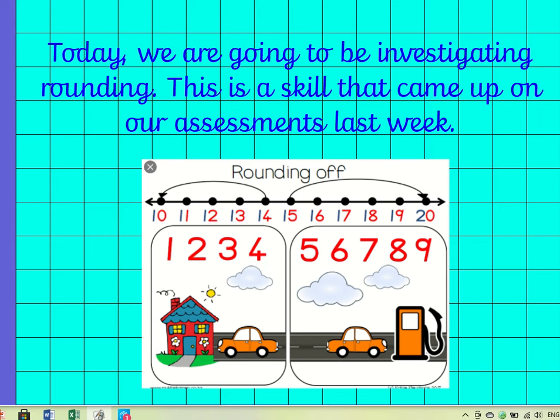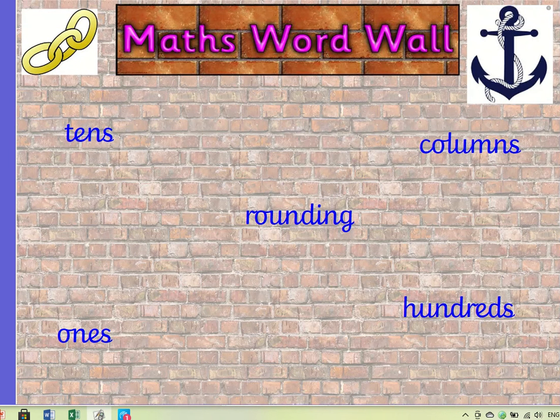Okay then, so today we're going to be investigating rounding. This is a skill that came up on our assessments last week. And if you look here for 2-digit numbers, our rule of thumb is anything that has a ones value of 4, 3, 2 or 1, you need to round down to the nearest 10. Anything with 5, 6, 7, 8 or 9, you need to round up to the nearest 10. If a number happens to end in 0, you do not need to do anything to it.